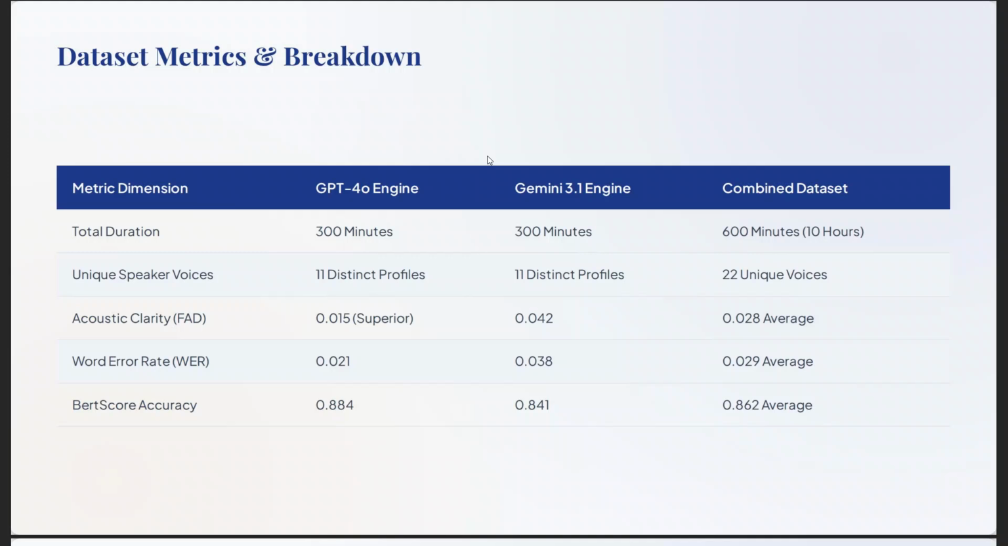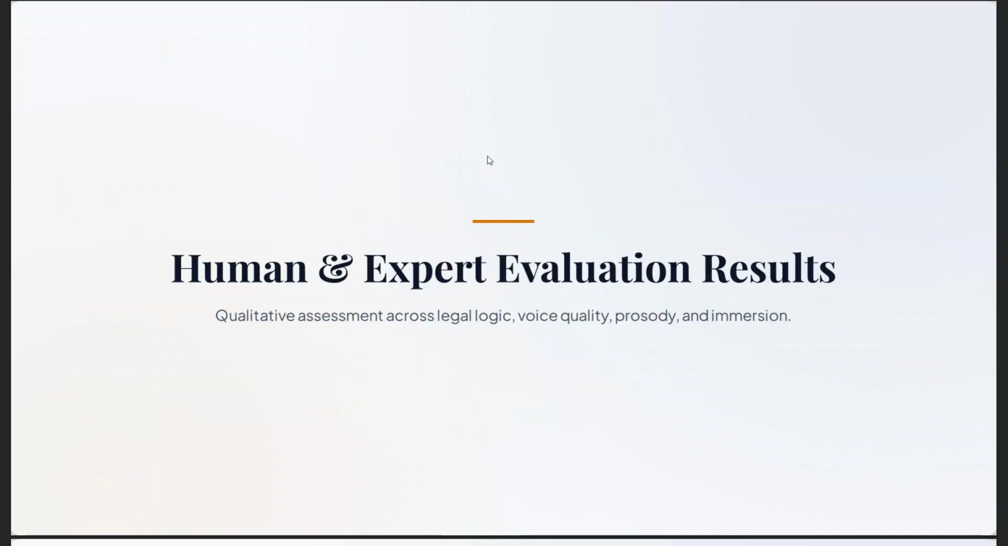Word error rate for GPT-4o is lower than Gemini 3.1. This is shown to be better, and BART score accuracy for GPT-4o is higher than Gemini 3.1. So basically, these are the different things.